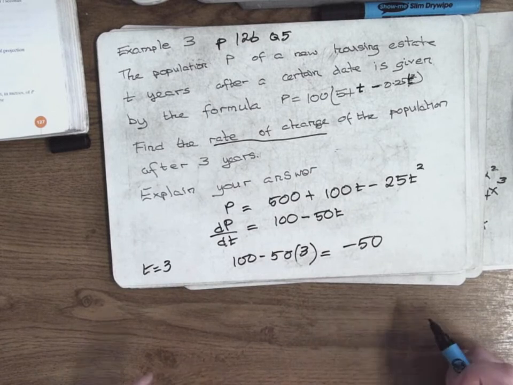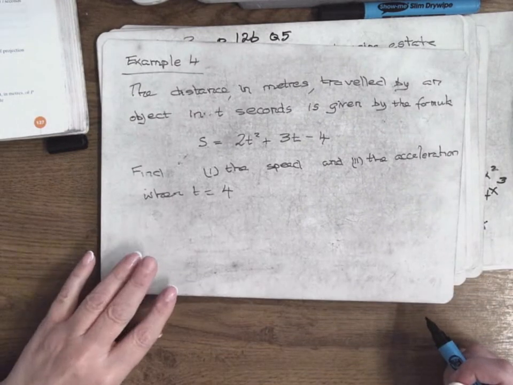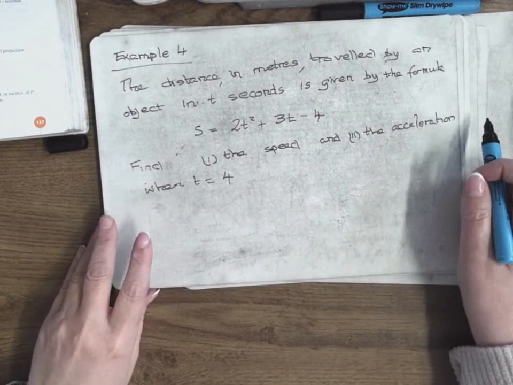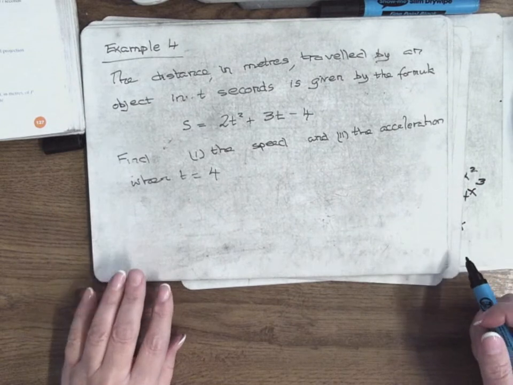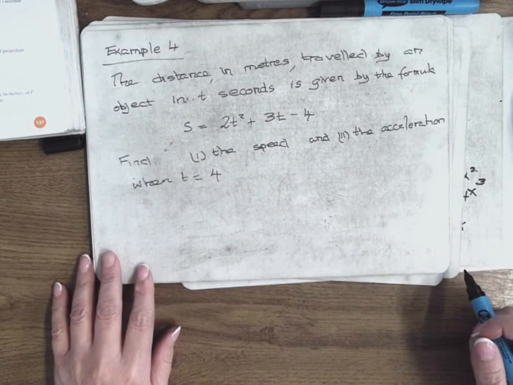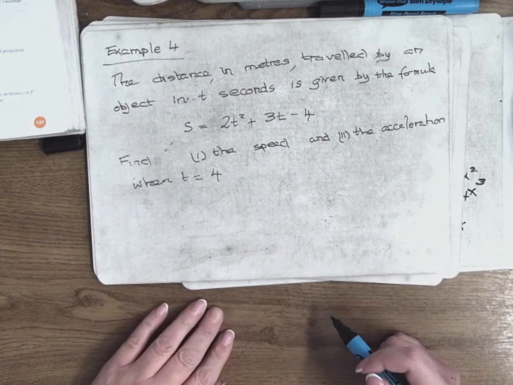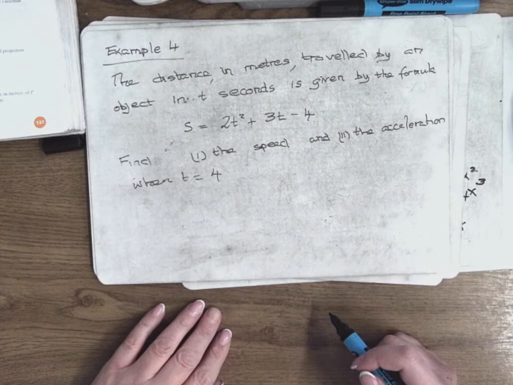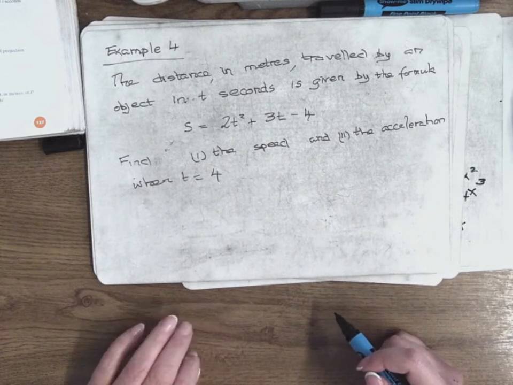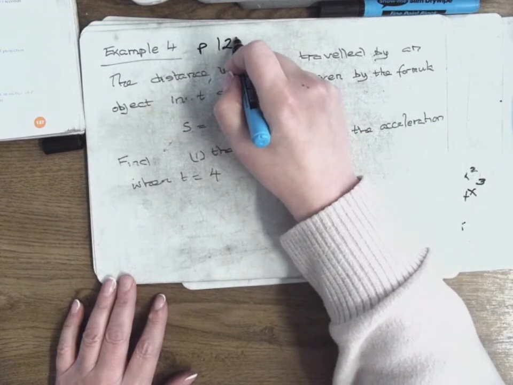Are we good? This is the last example now. I know you're tired writing. Okay, this is the last one. This is the one with the distance and the speed and the acceleration in it. So this is page 127, question 7.